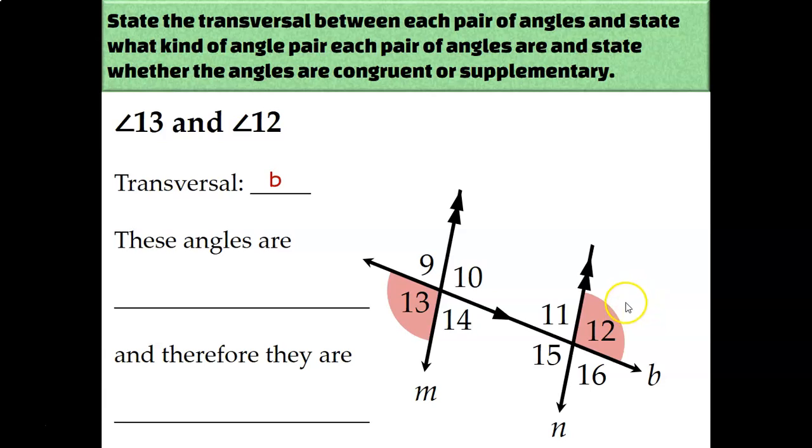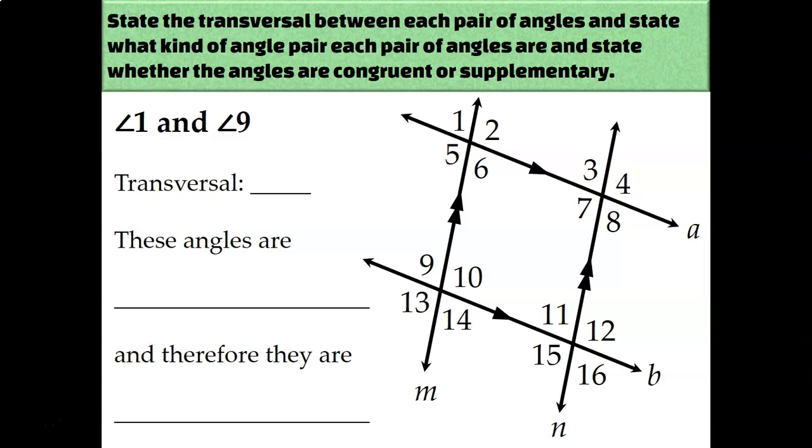Angle 13 and angle 12 are on opposite sides of the transversal. One's below it and the other one's above it. That makes them alternate. And they're on the outside of the 2 parallel lines, M and N, so that makes them exterior. So I can say that angle 13 and angle 12 are alternate exterior angles. And since line M is parallel to line N, I would be able to conclude that those 2 angles are congruent to each other.